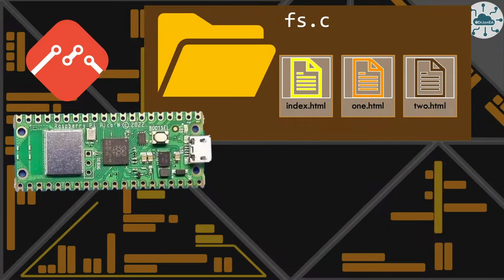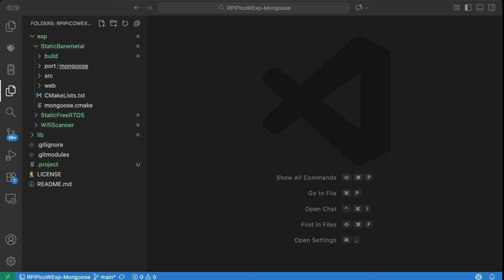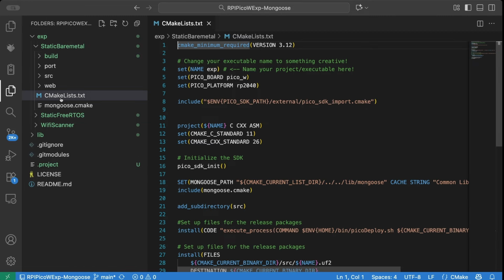So now we just need to configure Mongoose so that it can actually serve those file system files and write our app to do that. So let's have a look at that. So how are we setting up Mongoose to work? Well, I guess the place to start is to look at the top level CMake list file.